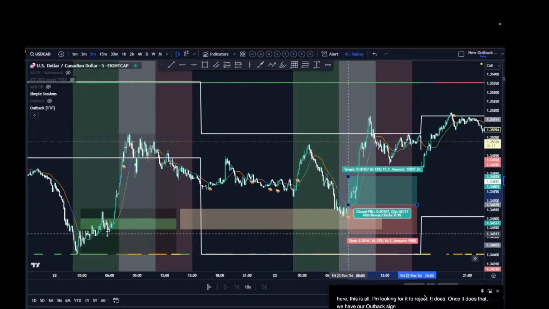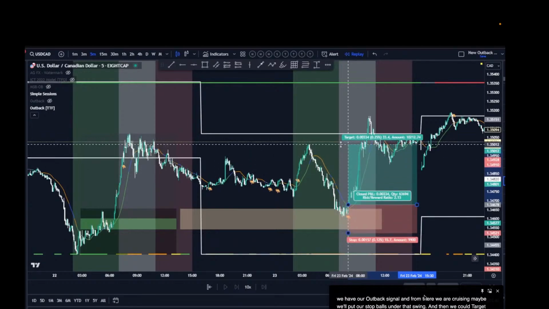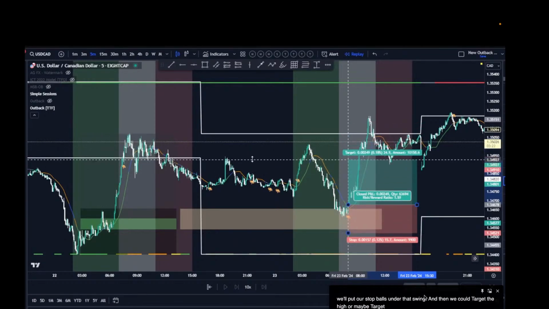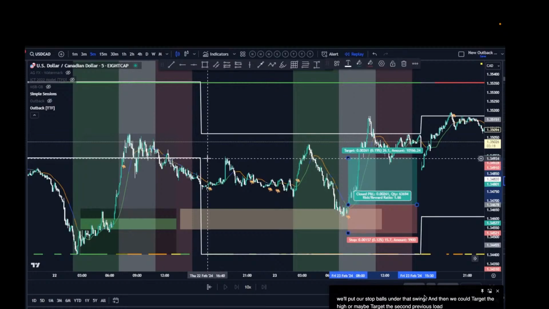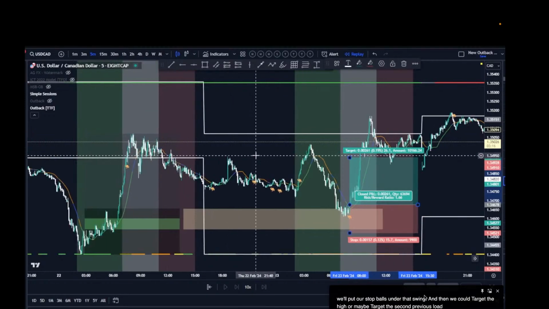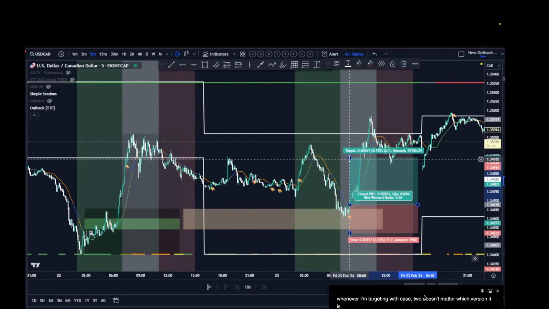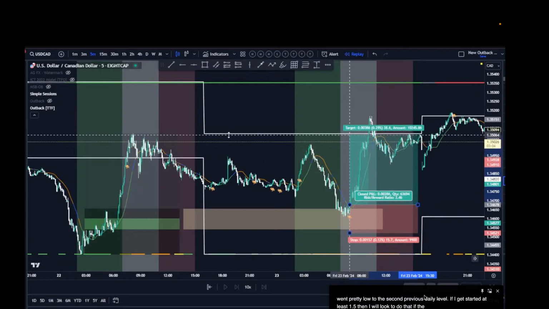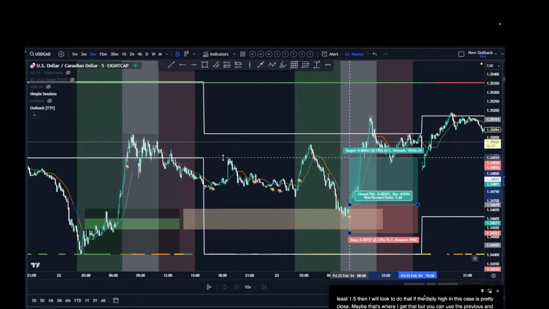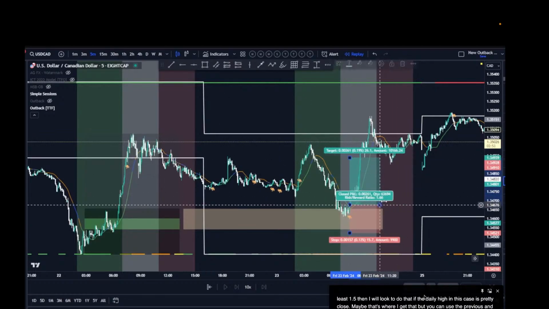Maybe we put our stop loss under that swing, and then we could target the high, or maybe target the second previous low. Rule of thumb, whenever I'm targeting with Case 2, doesn't matter which version it is, if I can at least target the second previous, in this case we went pretty low to the second previous daily level. If I can target at least 1.5, then I'll look to do that. If the daily high in this case is pretty close, maybe I'll target that. But you can use the previous and second previous daily levels as targets. If it's at least a 1.5, do this. This is cool. You get about a 1.6, and that's a good trade.